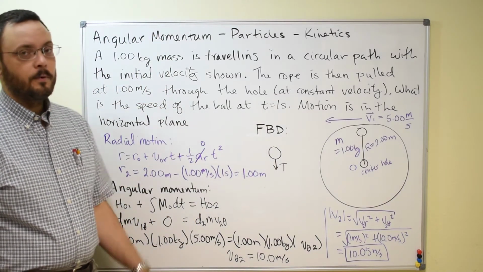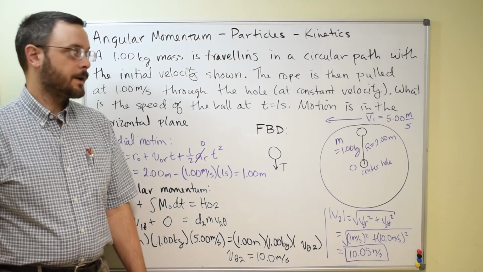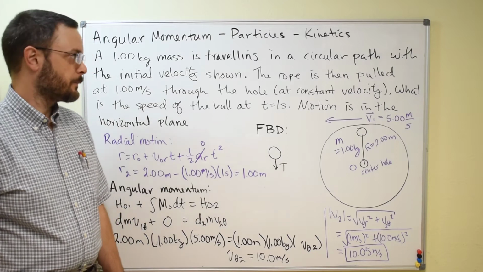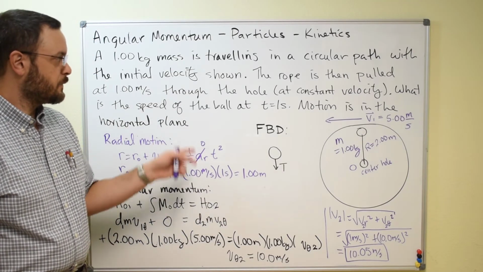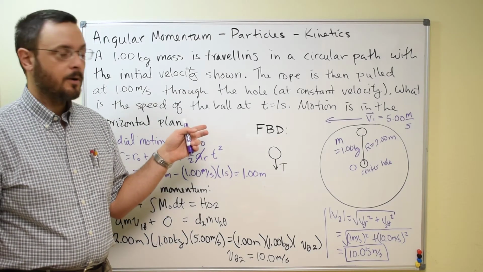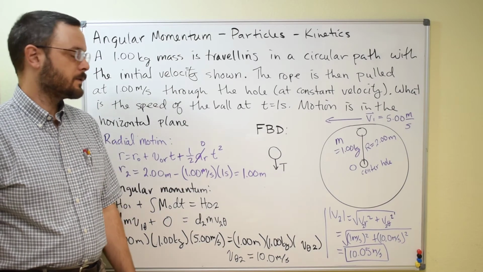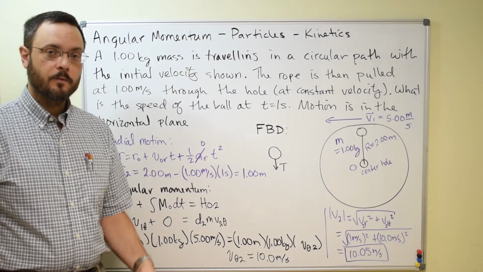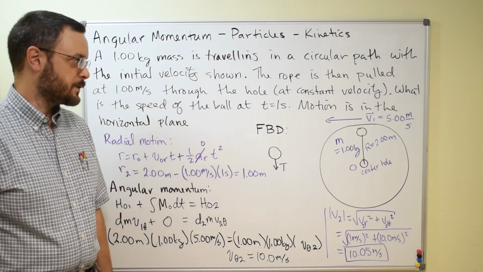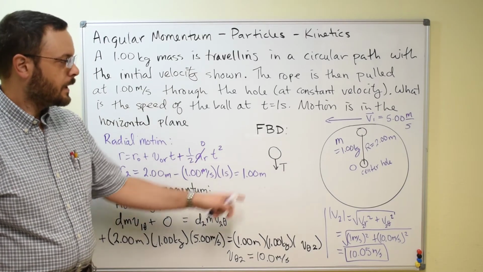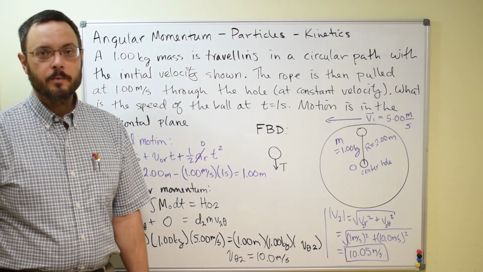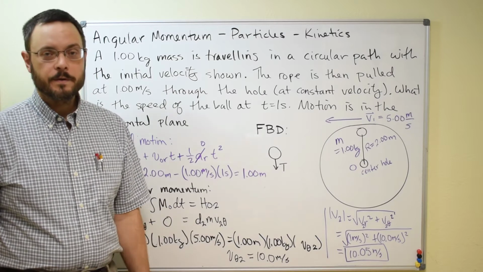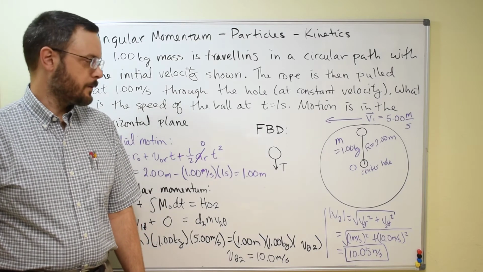And then at some point the rope starts to get pulled in with a constant velocity of 1 meter per second through the hole. So we want to find the velocity of the ball at t is equal to 1 second, and the motion is all in the horizontal plane, so we don't have to worry about the force of gravity. So here's our free body diagram. We just have the particle, and then we have the force caused by the tension in the rope.